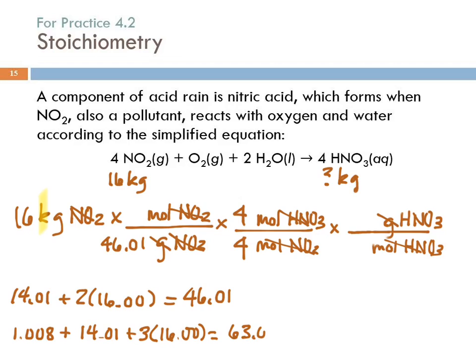63.018. Did I do that right? 63.018. So 16 divided by 46.01 times 4 divided by 4 times 63.018. We should have 2 significant figures in our answer, and so 21.914 and so on rounds to 22. 22 kilograms of nitric acid.